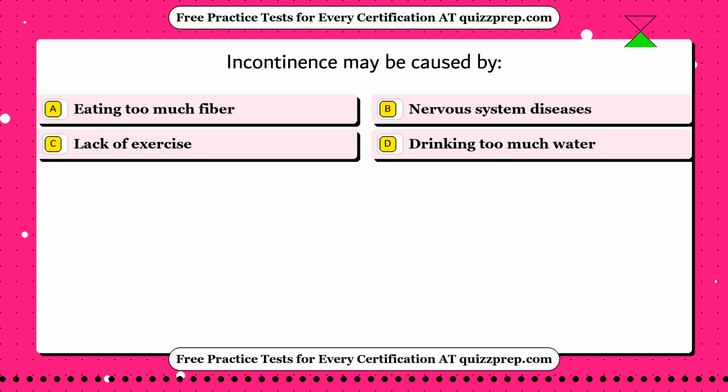Question 81. Incontinence may be caused by: Option A. Eating too much fiber. Option B. Nervous system diseases. Option C. Lack of exercise. Option D. Drinking too much water.